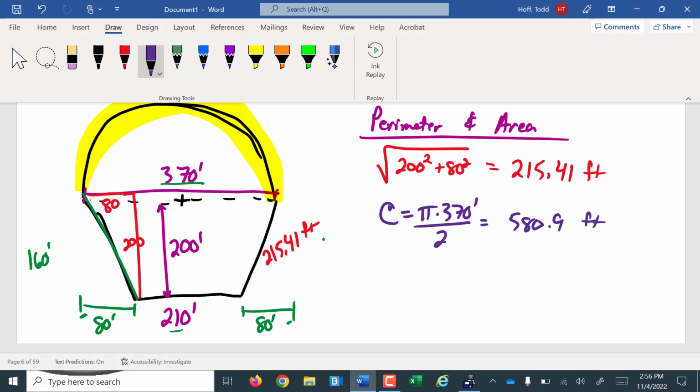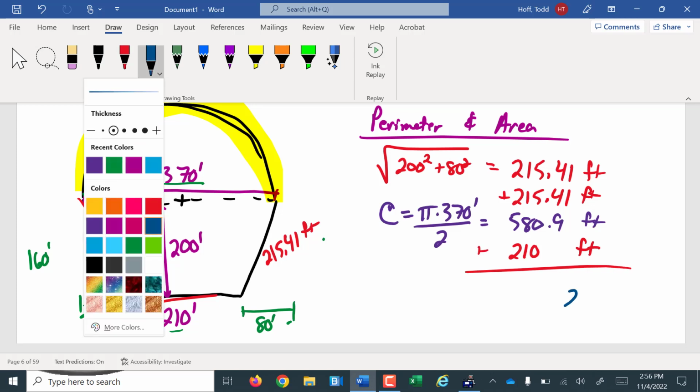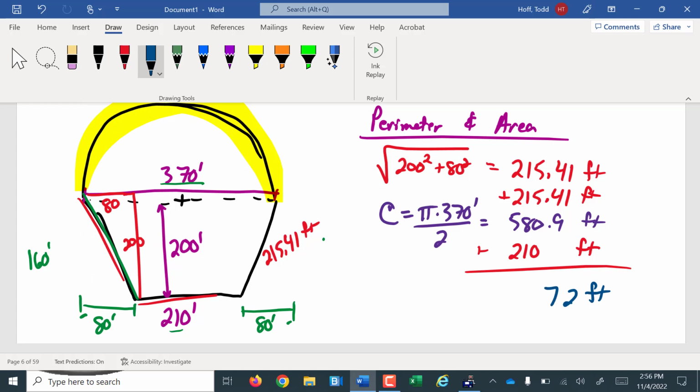Well, to that, we're going to add another 215.41 over here, and another 210 down here. So we add those up. We get 1,221.72 feet for perimeter. Does that look correct? Works for you? All right.